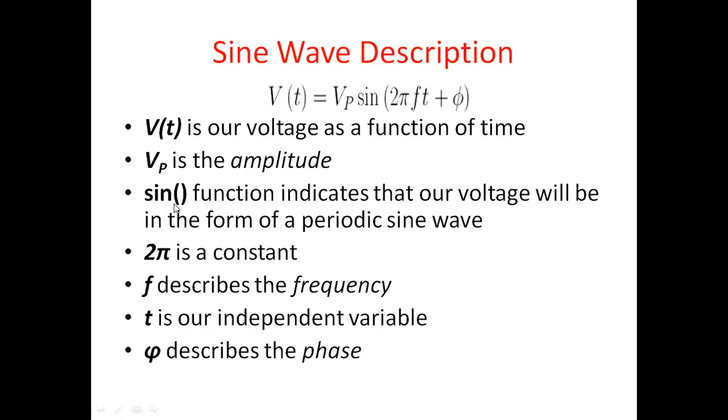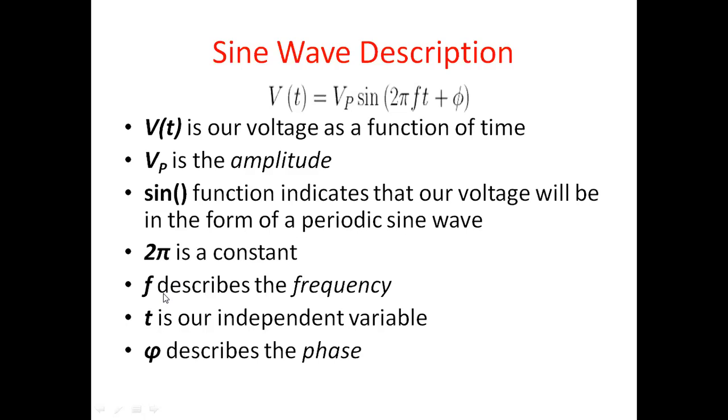Next is sine. The sine function indicates that our voltage will be in the form of a periodic sine wave, which is a smooth oscillation. Next is 2 pi. 2 pi is a constant that converts the frequency from cycles to angular frequency. It means that it converts from hertz to radians per second. Next is f. f describes the frequency of the sine wave. It is given in hertz, or cycles per second.